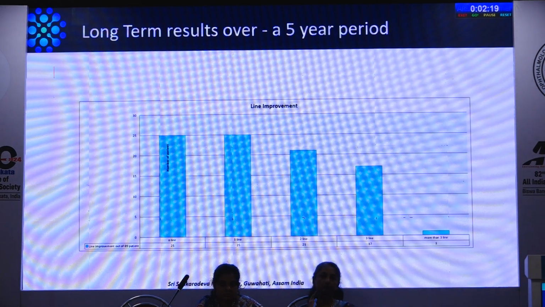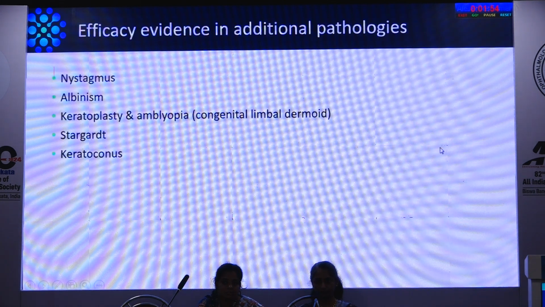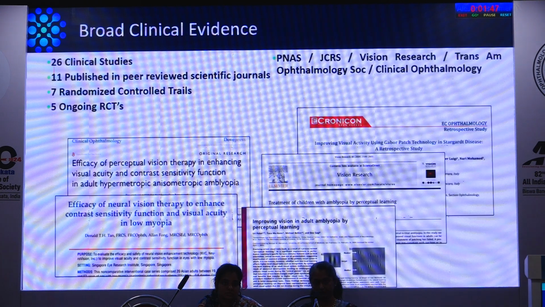Until now we have done about 223 patients, and now I have followed up about 89 patients over a 5-year period, and there has been no regression. They maintain the same vision, and there is a 1-line improvement in 25 patients, 2-line improvement in 21, 3-line in 17 patients and more than 3-line in 1 patient. And again, there is evidence of improvement in other diseases like nystagmus, albinism, keratoplasty, Stargardt's, and keratoconus.